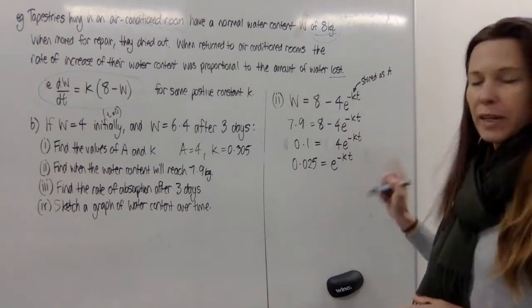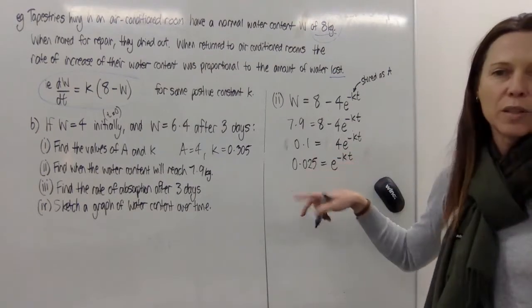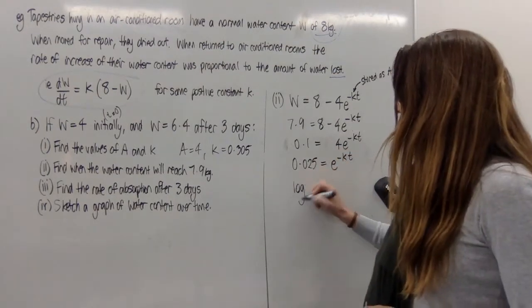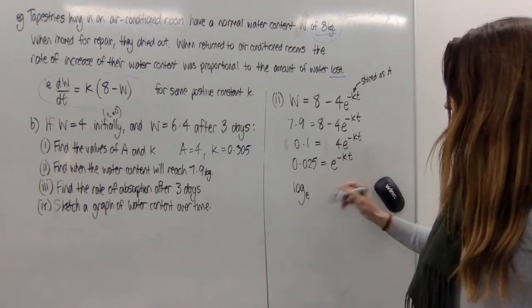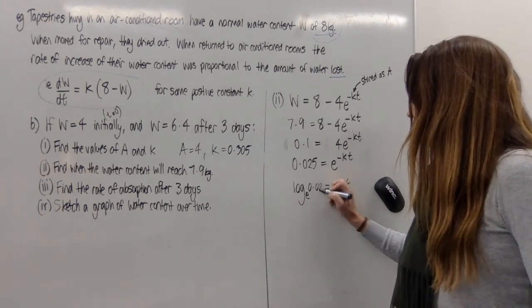And remember, I know what k is. Now I've got it as three things: something to the power of something equals something. I can write that as a log. Always wait till you've got it in three sections. e to the power of minus kt is equal to 0.025.